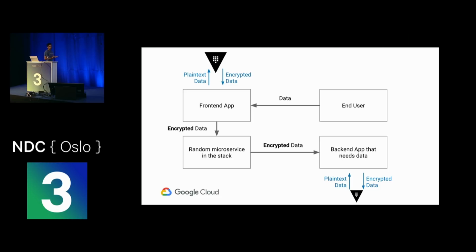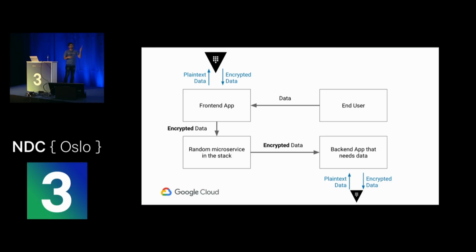So we can actually use Vault to do this as well. So the front-end app can send the plain text to Vault and get back encrypted data, send that encrypted data downstream, and then the back end can send that encrypted data to Vault and get back the plain text. So the really cool thing here is that this back-end app, you can give it only permission to decrypt data, and this front-end app, you can give it only permission to encrypt data.